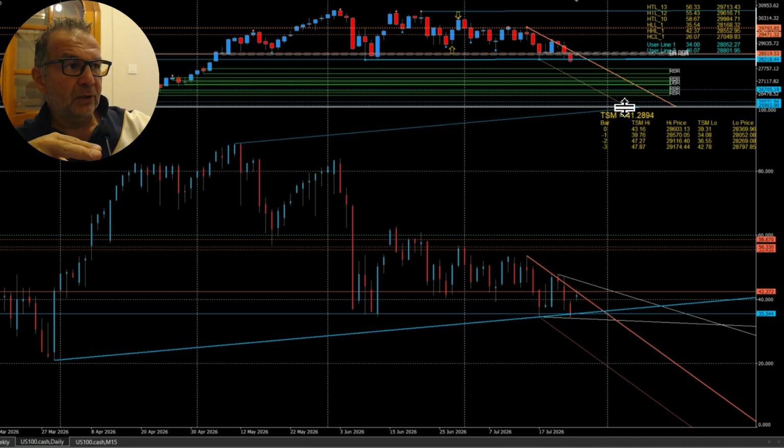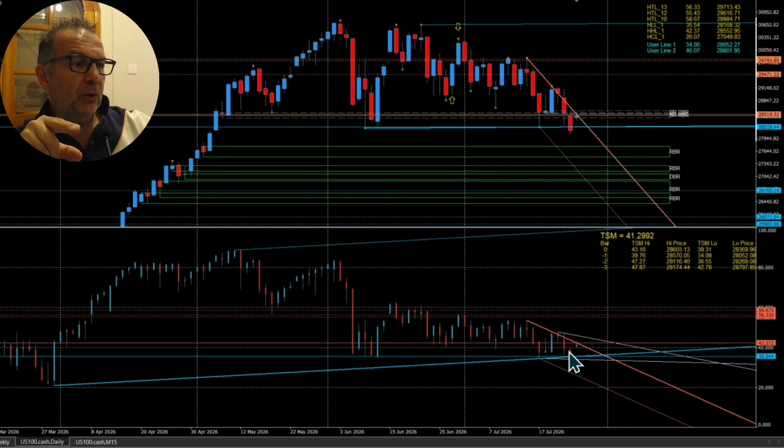This is manual. This is why the TSM is really good, because you can do your line top to top and anticipate where we're going to go if it breaks to the upside. We know where it's going to come down to. All of those are price levels.